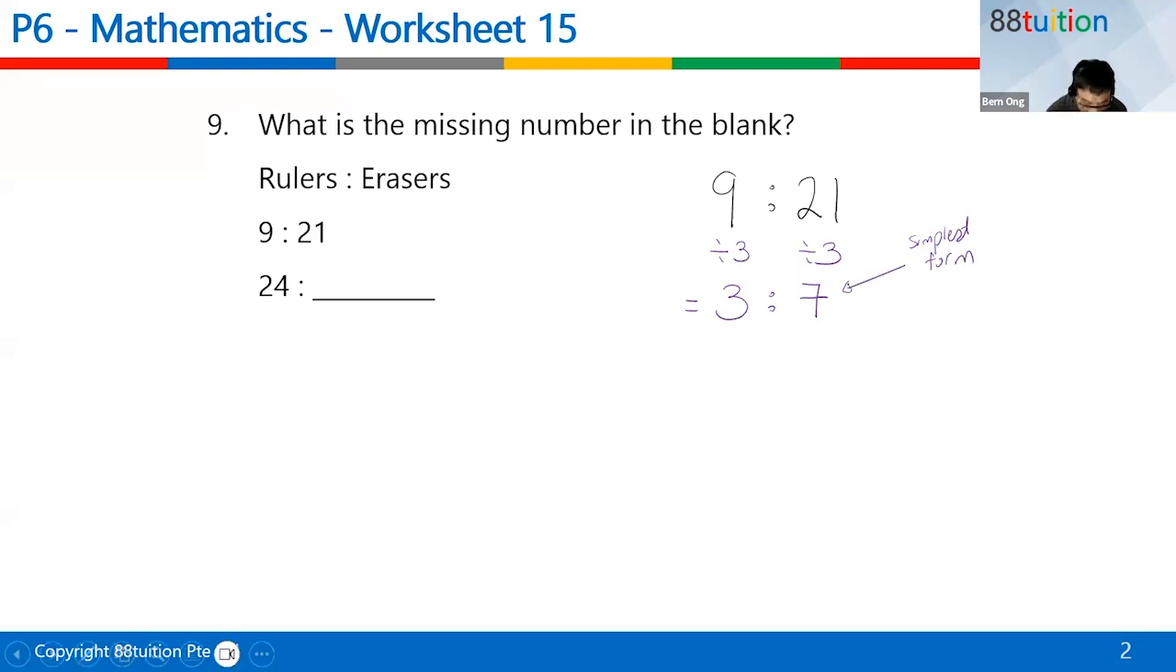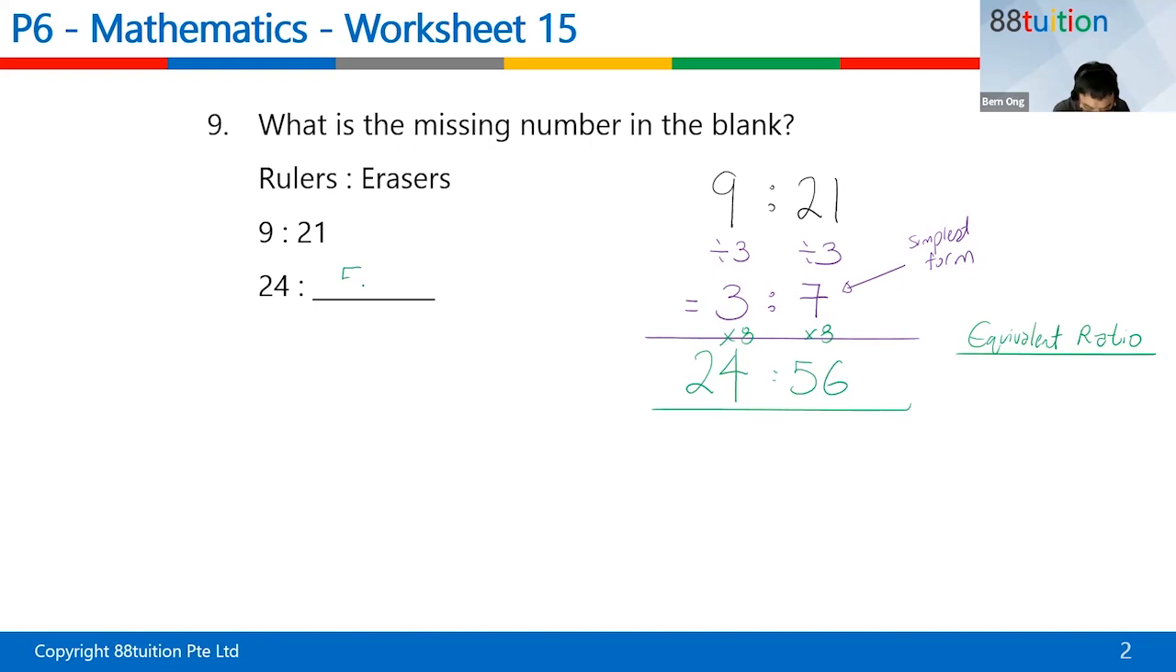All right, then now the question asks, what did the question ask? Oh, the question wants a 24 down here. No problem. Something called equivalent ratio, equivalent fraction. It works the same way. Times 8. What must you do down here? Times 8. Answer is 56. All right, Ziyang, you're right. Answer is 56. Good job.